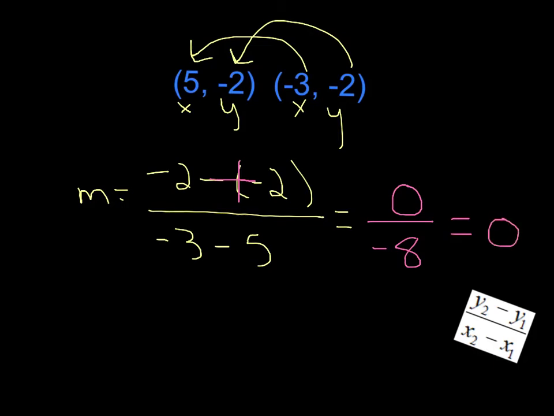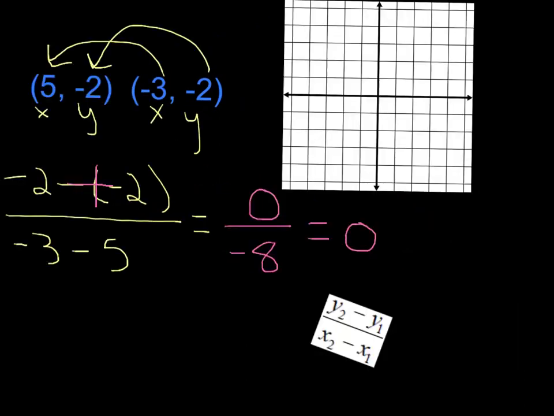So now I just want to refer to a graph, and let's think about why the slope is 0. If I graph those 2 points, 5, negative 2, and negative 3, negative 2, when the y value is the same, it creates a horizontal line which has slope 0. So anytime the y value is the same, it will create a horizontal line, which means your slope is 0.